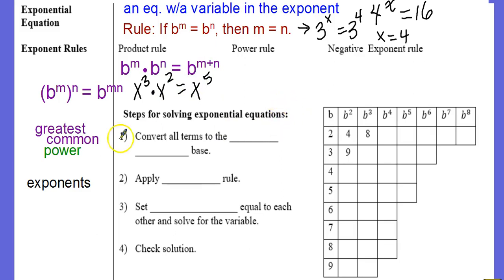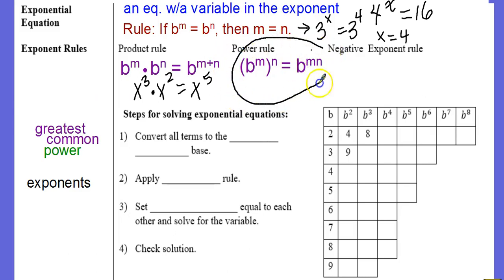Okay, we will be using, however, today, the power rule. It says if we have a base raised to a power and we raise that whole thing to another power, we multiply the powers. We will be using this a lot today. It is step 2 of our process.